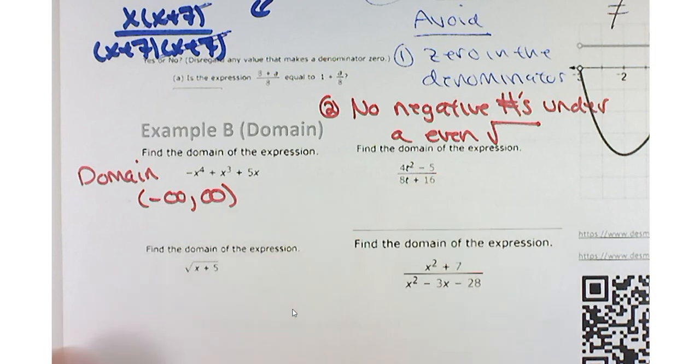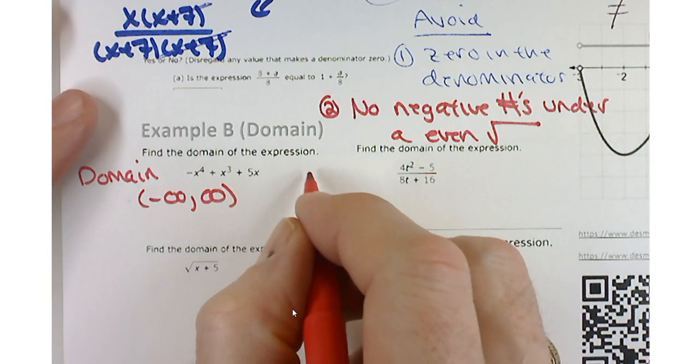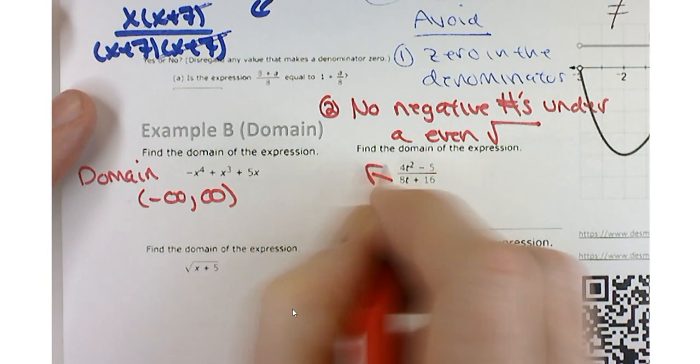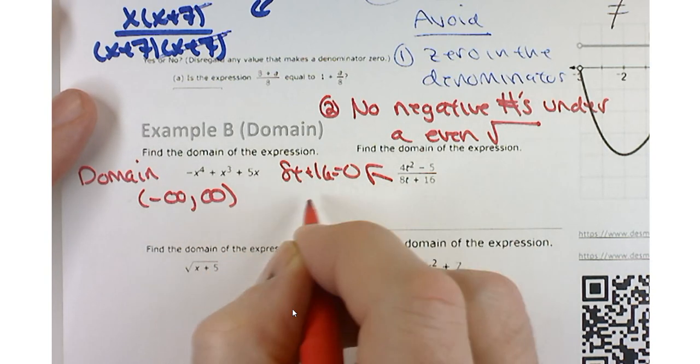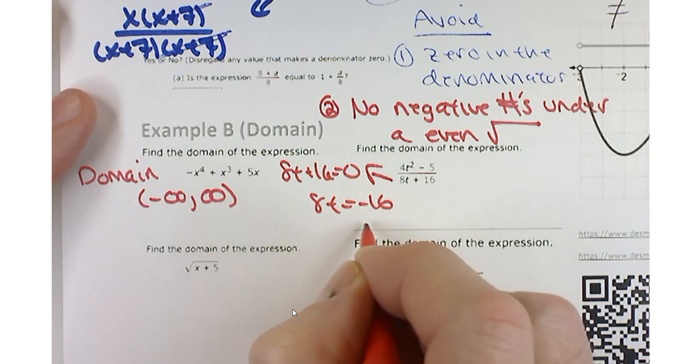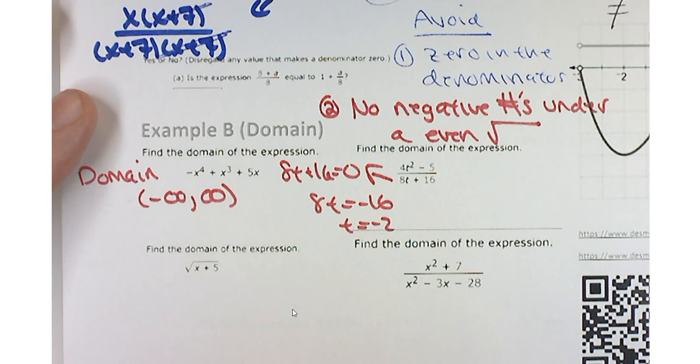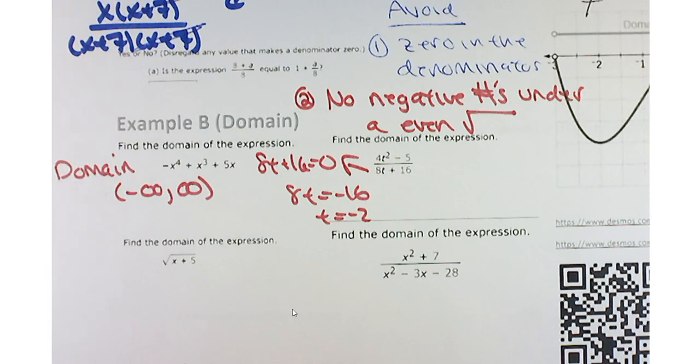But in this next example, we could run into a problem. What could go wrong with this second example? Yeah, the denominator could be 0. So we need to figure out, well, where does the denominator equal 0? So you can set this equal to 0. So 8t plus 16 equals 0 means 8t equals -16, or t equals -2. Now that's where the denominator equals 0, but I don't want that point in my domain. So how do I write that then?